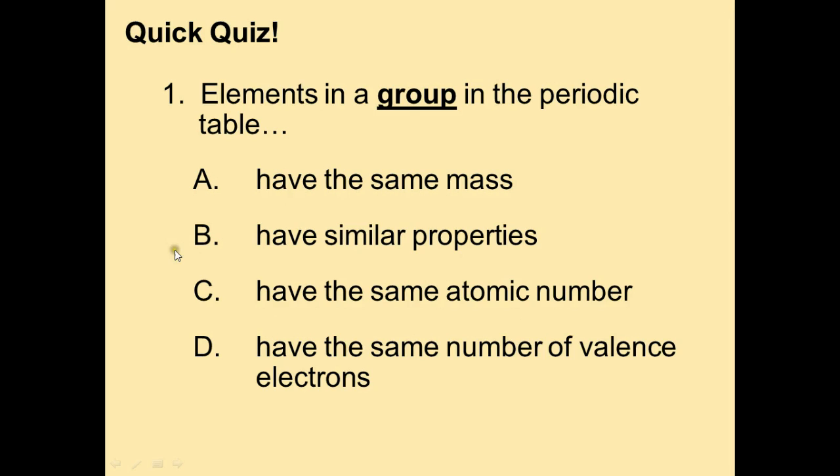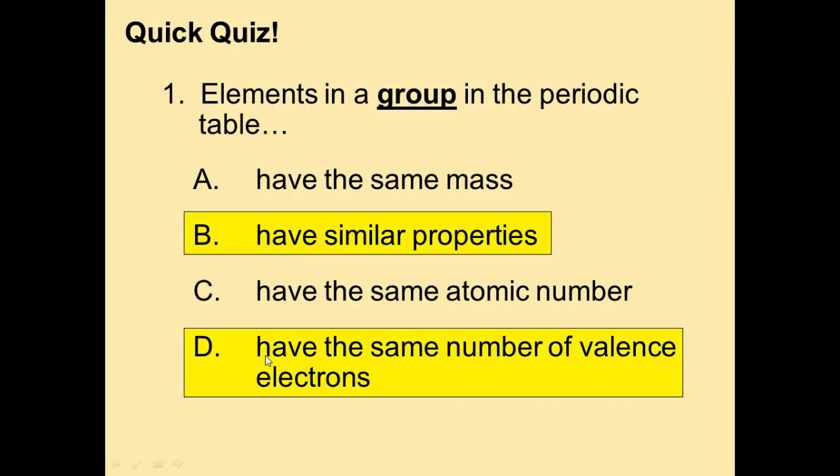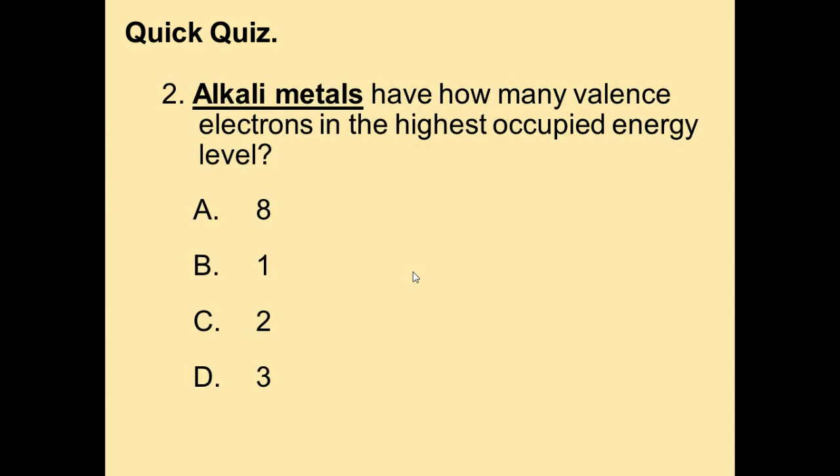So the answer is B and D, because they have the same number of valence electrons, they have similar properties. We can eliminate A and C because if they have the same mass, they are most likely similar elements, and they don't necessarily have to have the same mass. And they don't have the same atomic number because only the same element has the same atomic number, so that is definitely out. And let's move on to question 2.